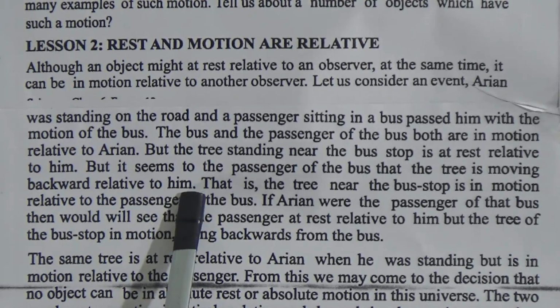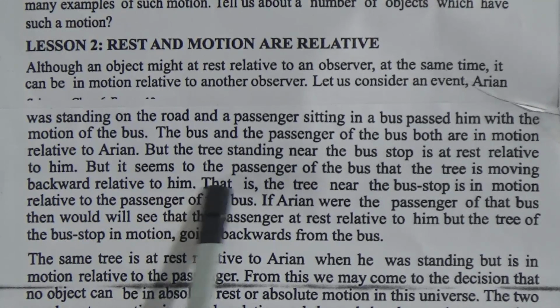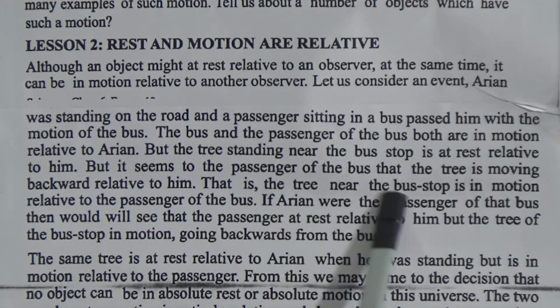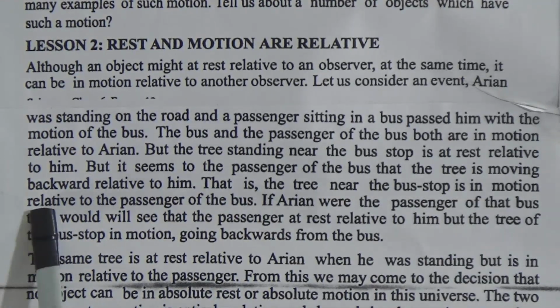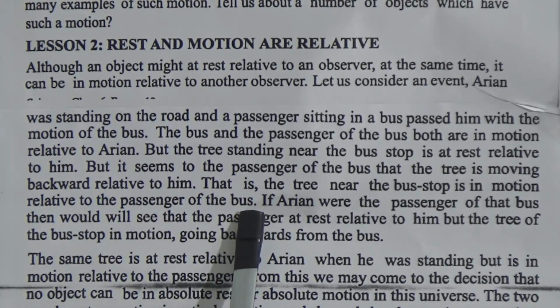Dear students, you may observe this when you are traveling by bus, car or train. The roadside trees, we feel, are going backward. That is, the tree near the bus stop is in motion related to the passenger of the bus. That means when we are traveling, we see the surroundings going backward. That time we feel they have motion.